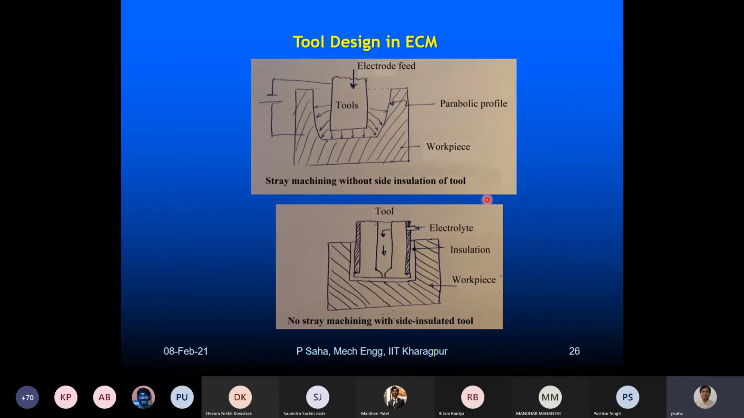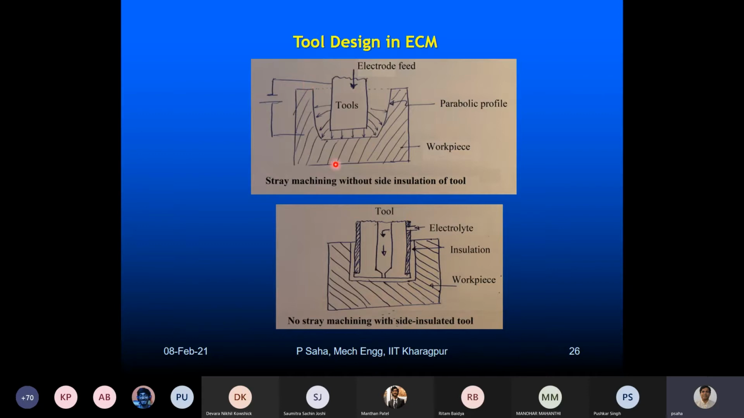But what will happen the moment we try to insulate the side? Maintaining verticality of the job is very important, because otherwise the extra overcut can be controlled. It means if there is an overcut of, say, 100 micron in both directions, the tool size can be reduced by 100 micron on both sides, so that the exact dimensions can be achieved on the job. But if you get such a profile, this is not acceptable and it's very difficult to control.